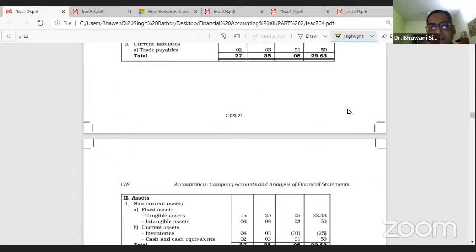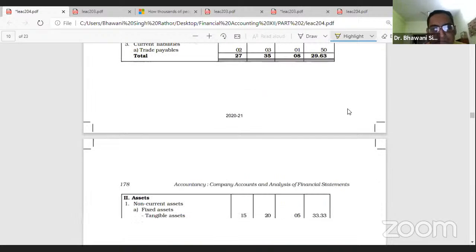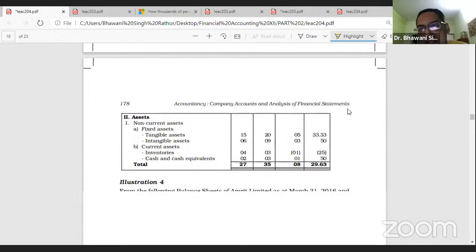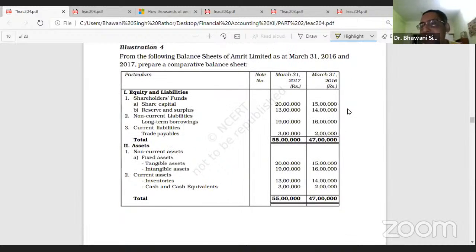So for all the items, it is done in a similar fashion. This is very simple comparative statements, where we use the information for 2 years to compare the company's information over the 2 years. And it is also known as horizontal analysis, since we are comparing the company's information over 2 different years.